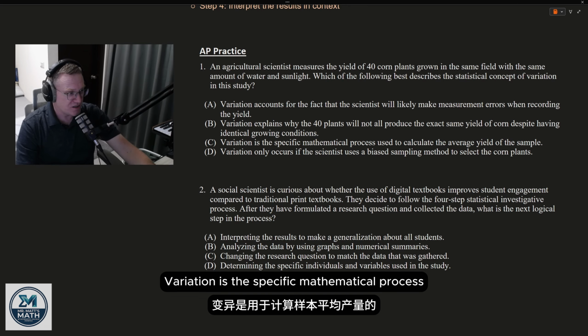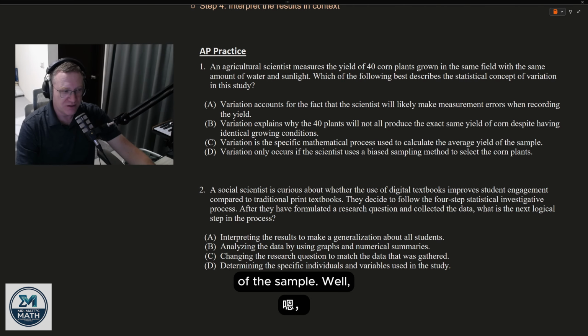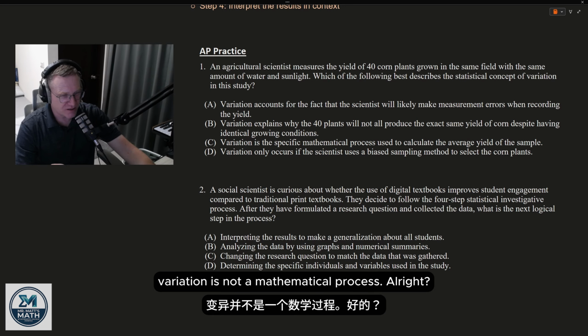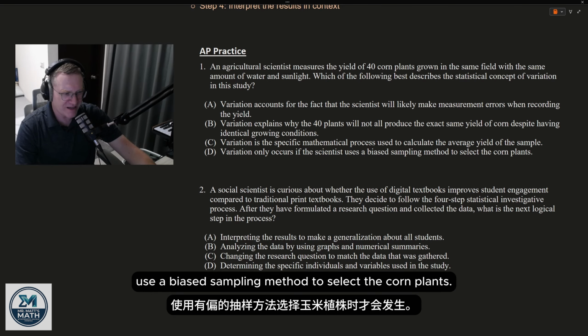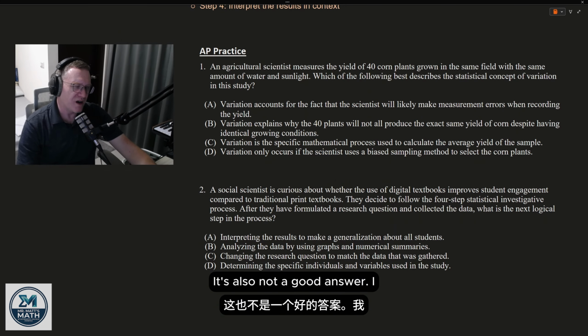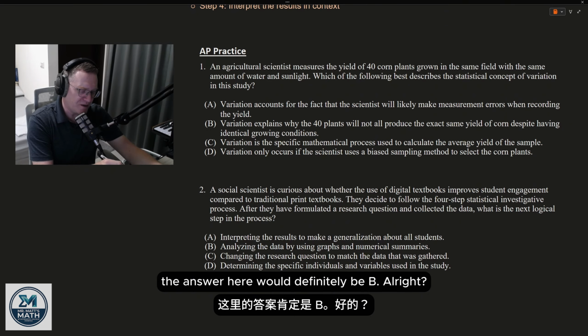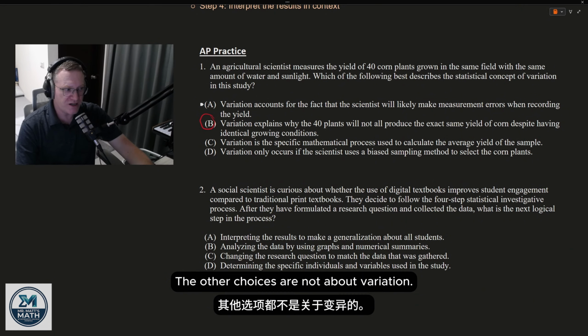C, variation is the specific mathematical process used to calculate the average yield of the sample. Well, variation is not a mathematical process, right? So, no. D, variation only occurs if the scientists use a biased sampling method to select the corn plants. It's also not a good answer. The answer here would definitely be B, all right? The other choices are not about variation.